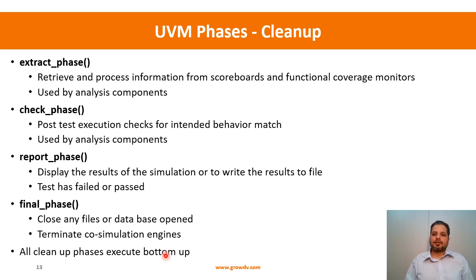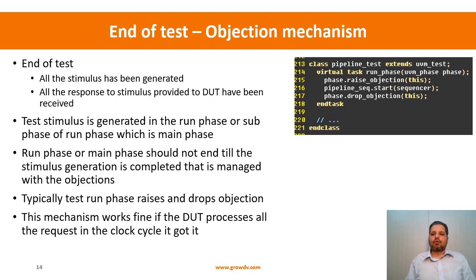So build is top down, connect is bottom up, run is parallel, and all the rest of the phases execute bottom up. Okay, we have looked at so far how the test has begun, how it has gone into phasing, and how it executed all those three major phases, the build phase, run phase, and the cleanup phase. Now we are coming to how the end of test ties in with it, right? So we talked about it briefly. Let's look at it because it's an important topic to be understood.